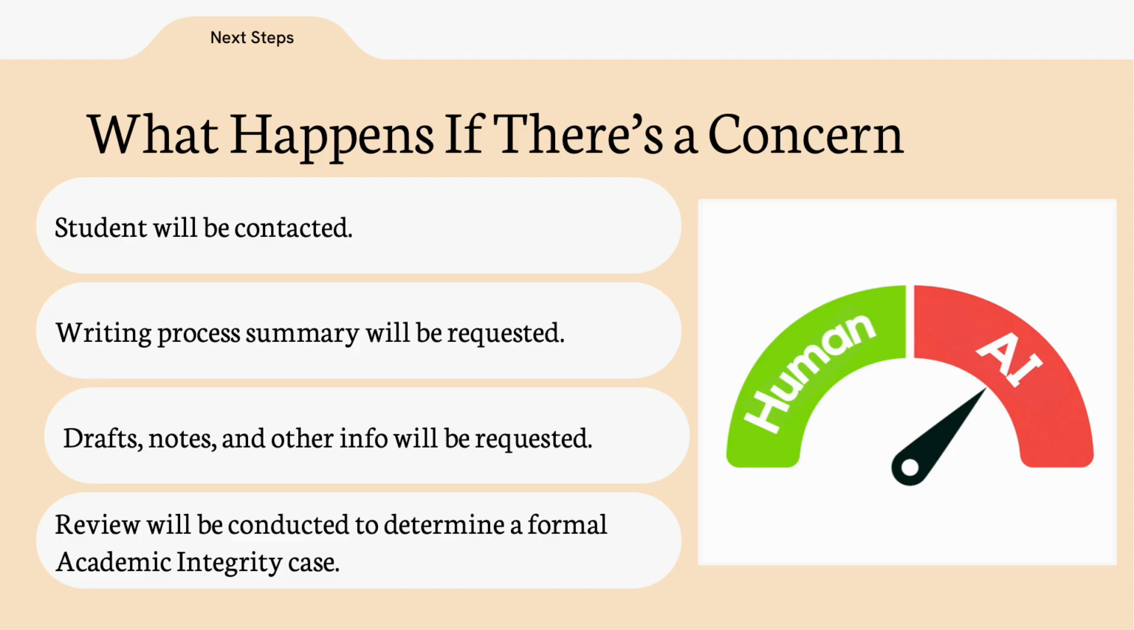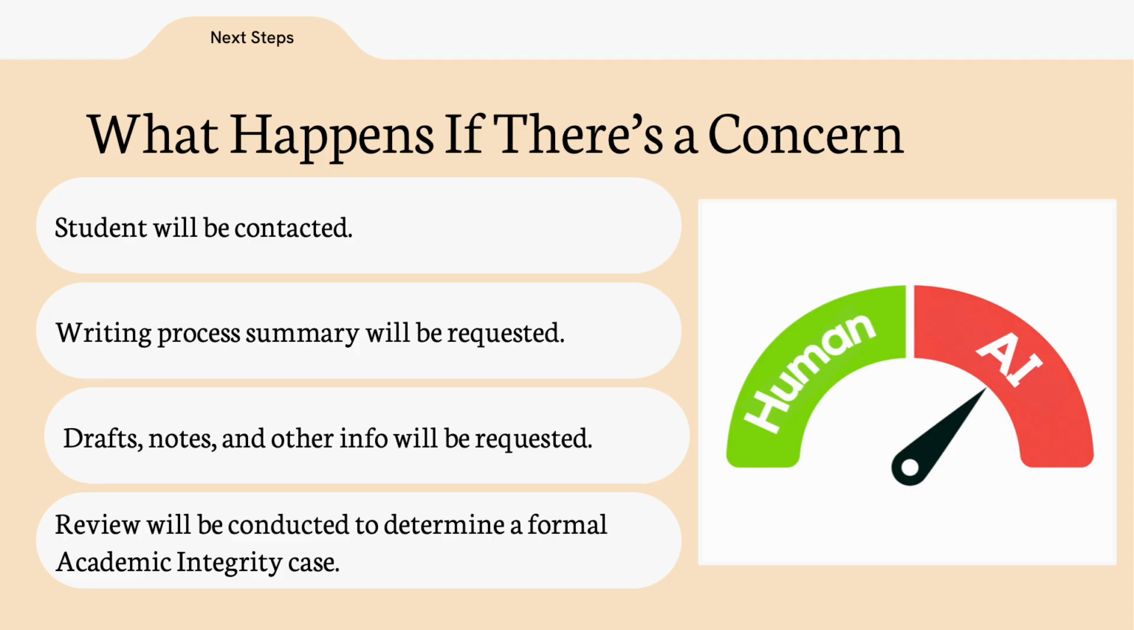Then after that, a review will be conducted to determine if there's a formal academic integrity case. So if you're able to prove that you did write it and I can see that, then I will not implement a review. But a lot of the time, especially if you don't provide enough documentation, I will need to document it and complete a form through the university, and from there they will determine the next steps.